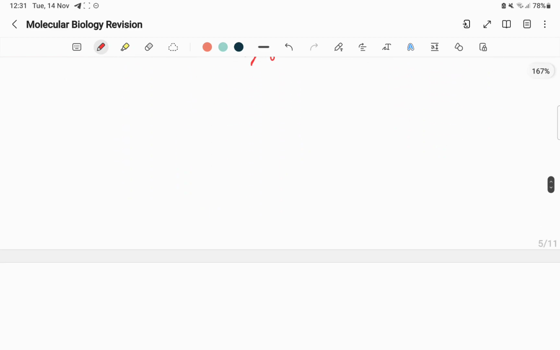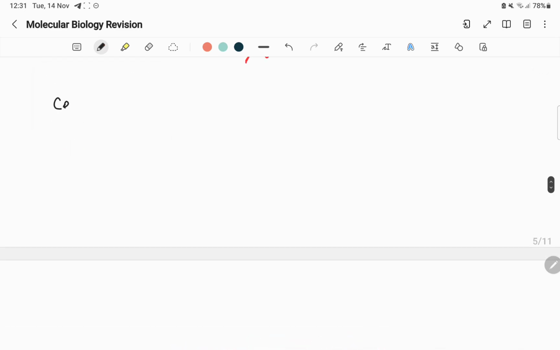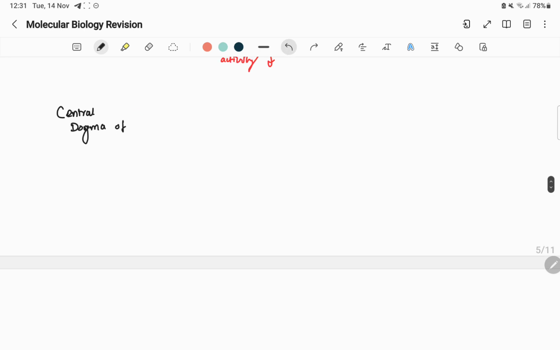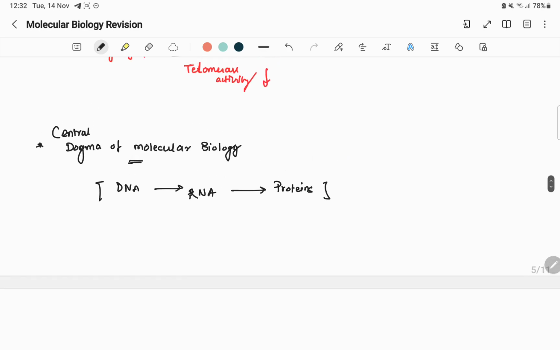First of all, we will see about transcription. Okay, you know the central dogma, the central dogma of molecular biology. From DNA, RNA is formed, and from RNA, proteins are formed. Okay, this is the central dogma of molecular biology.